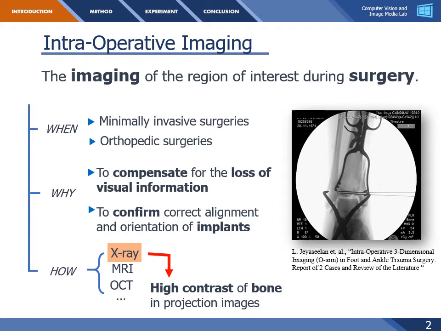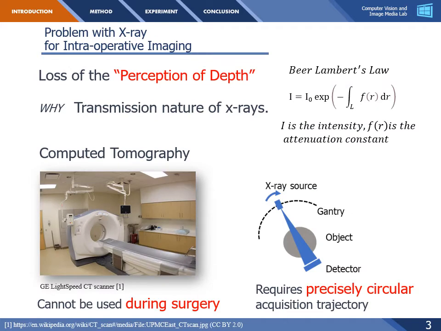A variety of modalities exist, such as X-rays, MRI, optical coherence tomography, and so on. X-ray is the preferred modality for orthopedic surgeries because it has high contrast for bone structures compared to soft tissues and ligaments. However, the problem with X-ray images is the loss of perception of depth. It is due to the transmission nature of X-rays, which follows from Beer-Lambert's law that states that the intensity decays exponentially along the ray path.